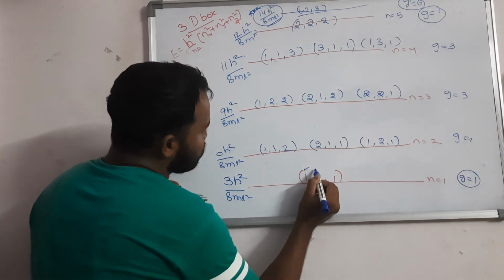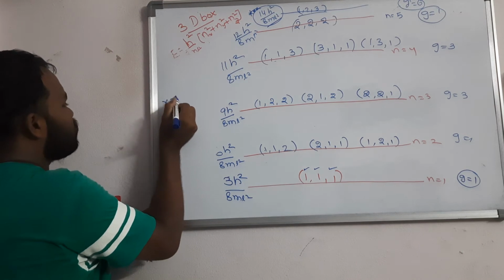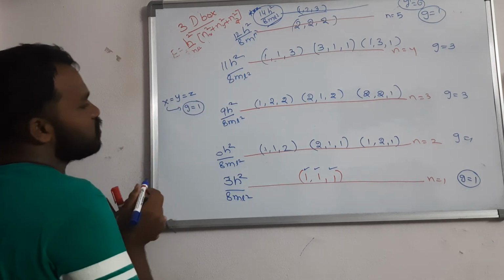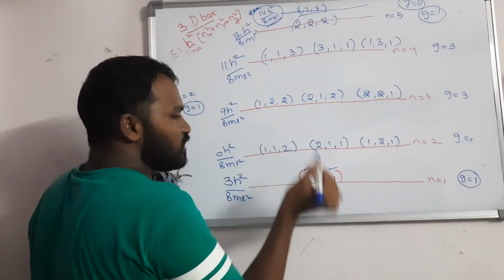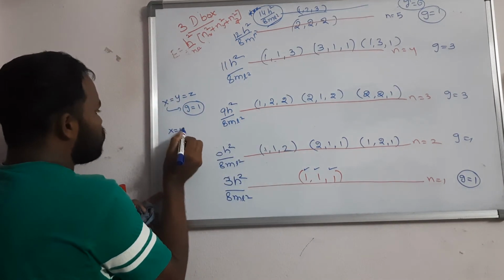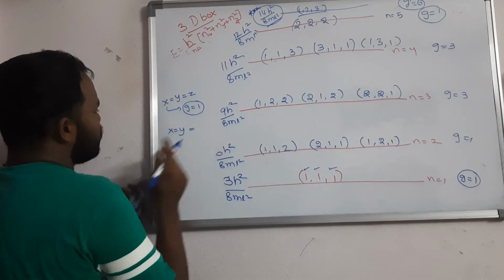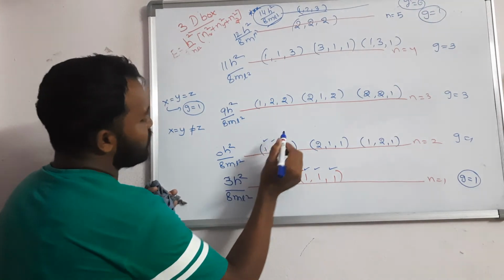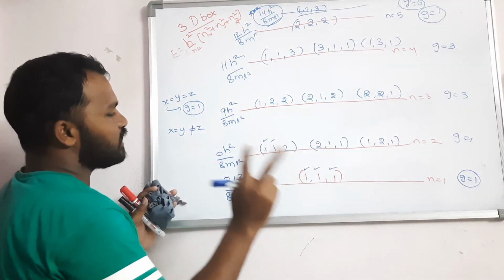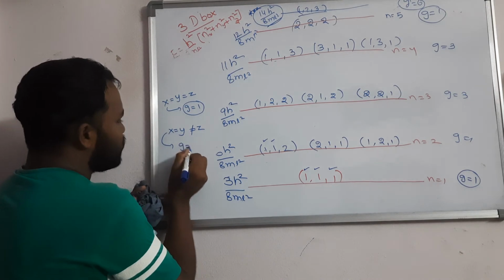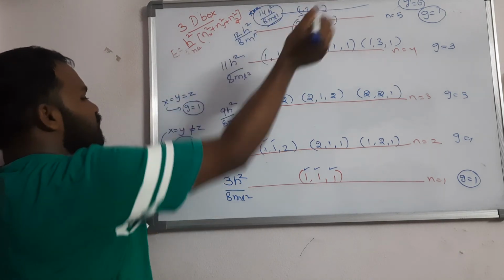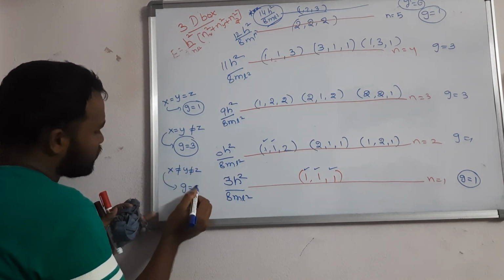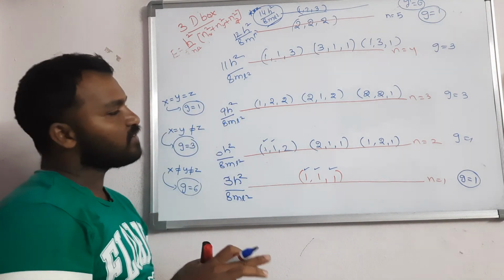So if you observe clearly, x y z concept: if x is equal to y is equal to z, all are equal, degeneracy is only one. If any two of x, y, z are equal, for example x is equal to y but not equal to z, that means any two are the same and one is different, the degeneracy is 3. This is the shortcut. Next, if all are different, x is not equal to y not equal to z, degeneracy is 6. This is the shortcut for all this.